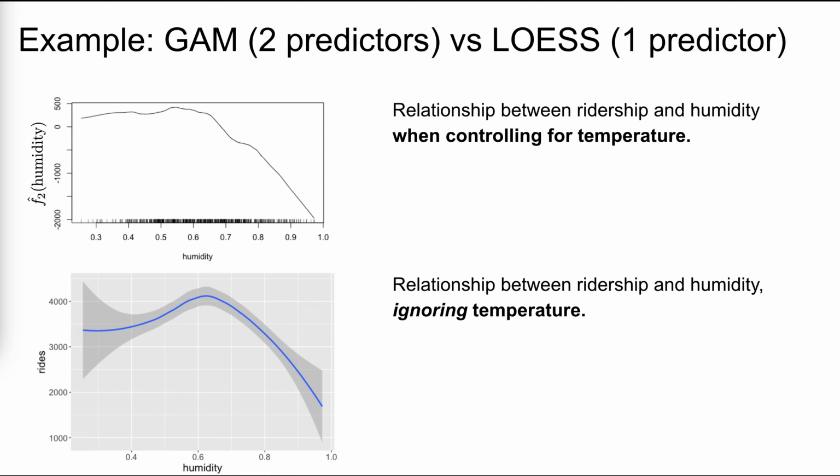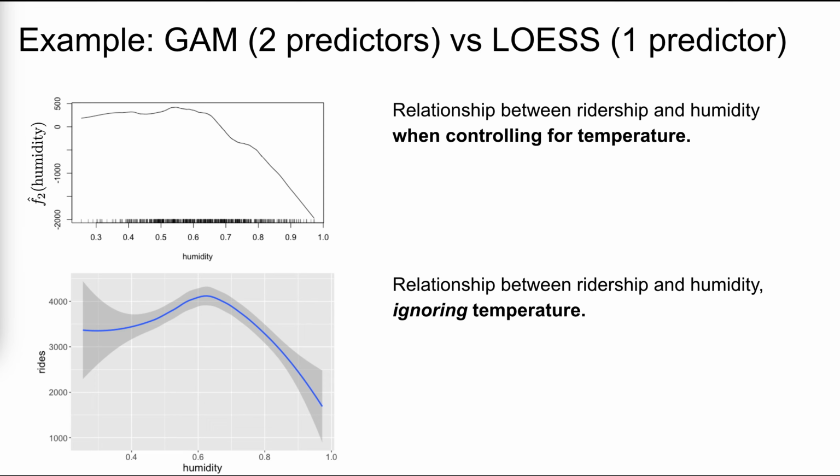Next, consider the GAM and lowess results for the humidity predictor. Again, the GAM explores the relationship between ridership and humidity while controlling for temperature, while the lowess model completely ignores temperature. And though both models exhibit a decline in ridership once humidity exceeds roughly 60%, there are some differences for the lower humidity levels. Mainly, the GAM exhibits flat ridership in this area, whereas the lowess exhibits a moderate increase.